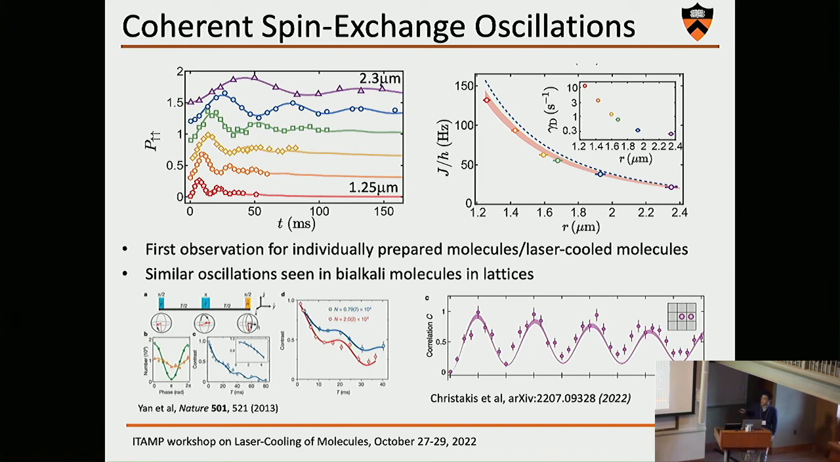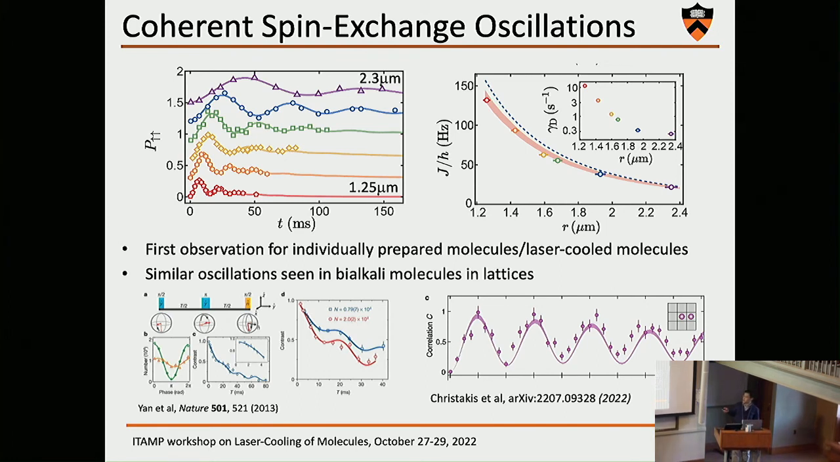So these oscillations actually are evidence for coherent interactions between individually prepared molecules. That's sort of the first observation for any individually prepared molecules, and also the first observation for laser-cooled molecules. But they're not the first observation of dipolar interactions. Actually, about 9 years back in Genius Group, they had seen similar oscillations using molecules. And recently, this has also been seen in quantum gas microscopes.